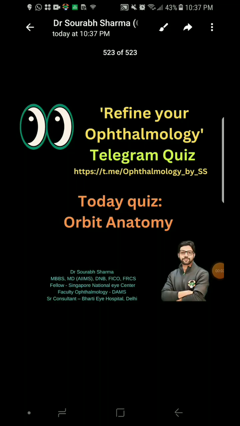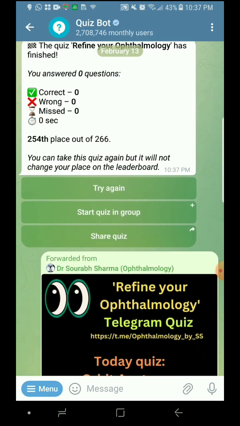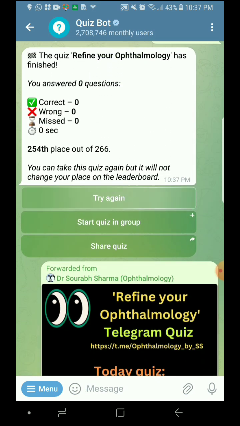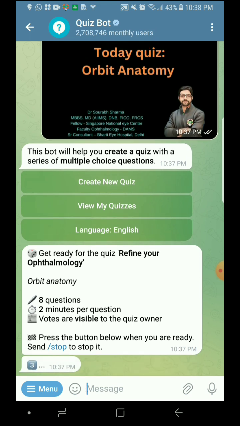So let's see the orbit anatomy quiz and the explanation. So let's go and start this quiz. Okay, so I'm ready to give the quiz. Let's see the first question.